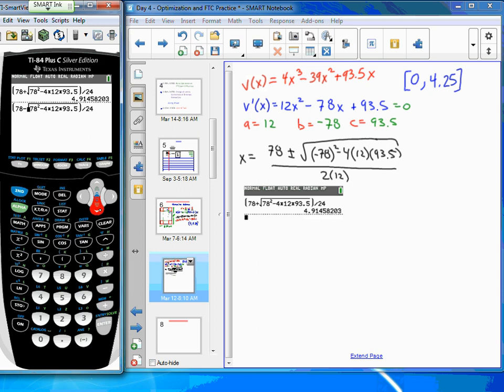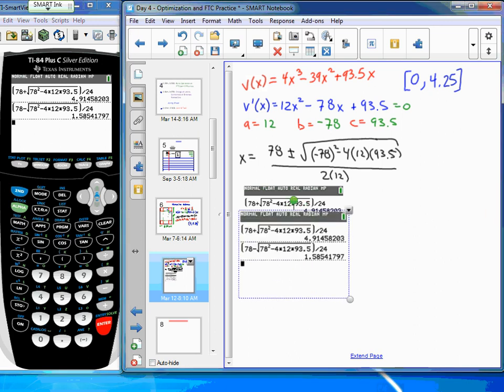Hey, that was a pretty good guess. Hey, that's a lot better. 1.585 is within my range of permissible x values, and so this looks like the way to go. And so it looks to me like we've got a critical value at x equals 1.585.